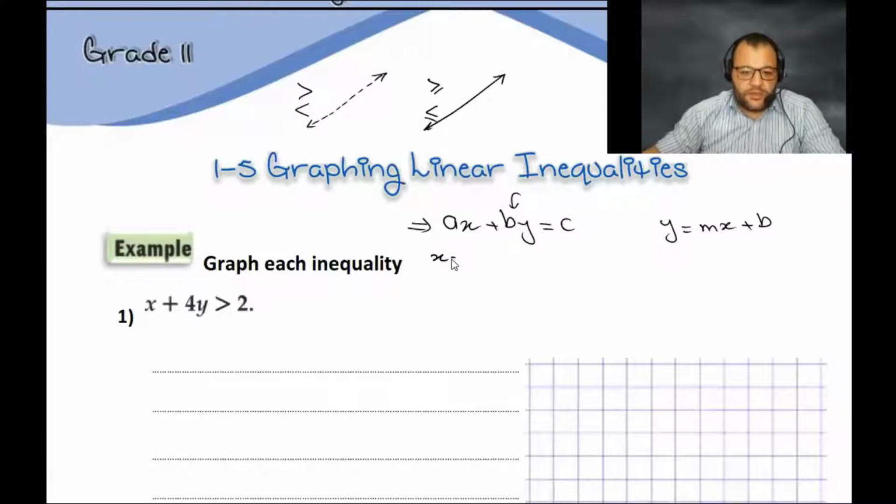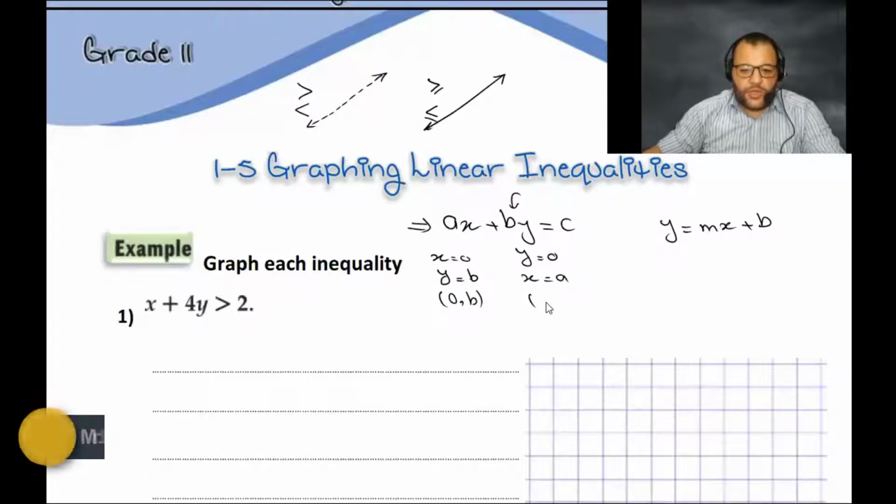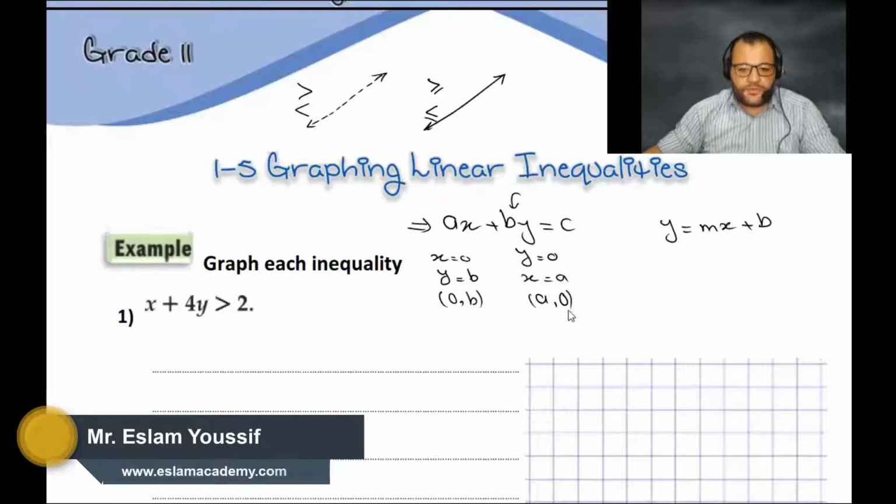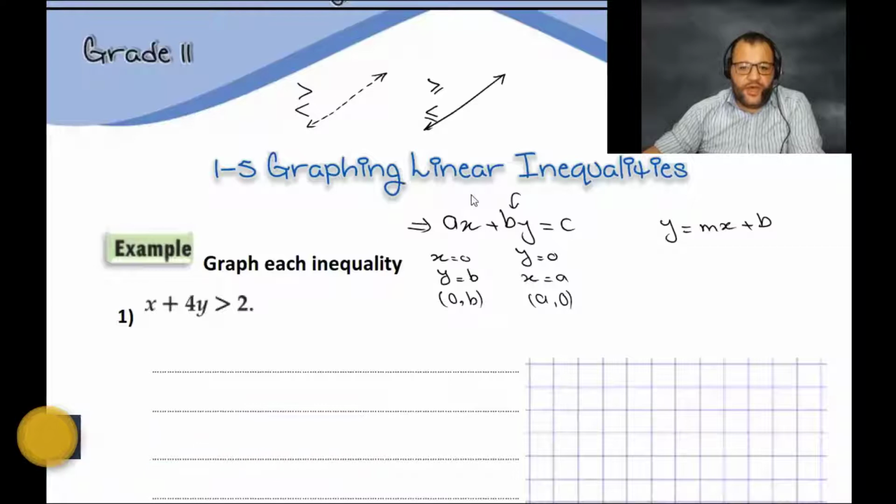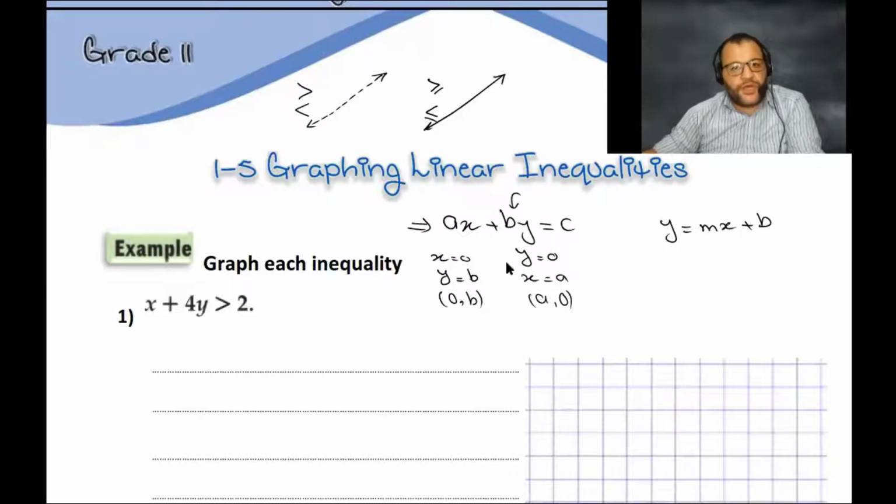So if x equals 0, then we find the value of y. Suppose that y equals b. So the ordered pair now will be (0, b). And let y equal 0, then x equals a. So the ordered pair now will be (a, 0). Any problem for this one? That's how we can graph. If you have the inequality in standard form, we convert it to an equation. After that, we find the x-intercept and y-intercept, then we can graph.